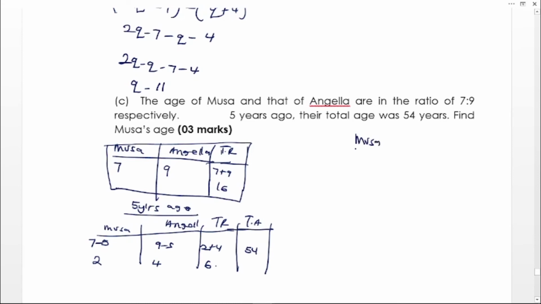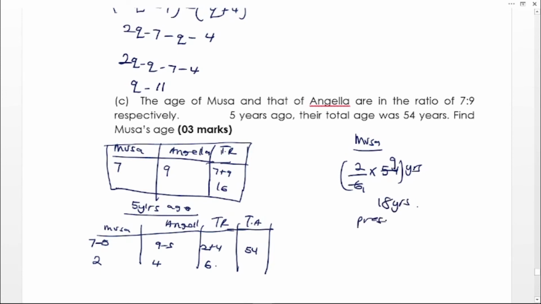Musa 5 years ago was 2 parts out of 6 parts times the total age they had, which is 54 years. By 6, how many 6s are in 54? 6, 12, 18, 24, 30, 36, 42, 48, 54. That is 9. So 9 times 2, which is 18 years ago.